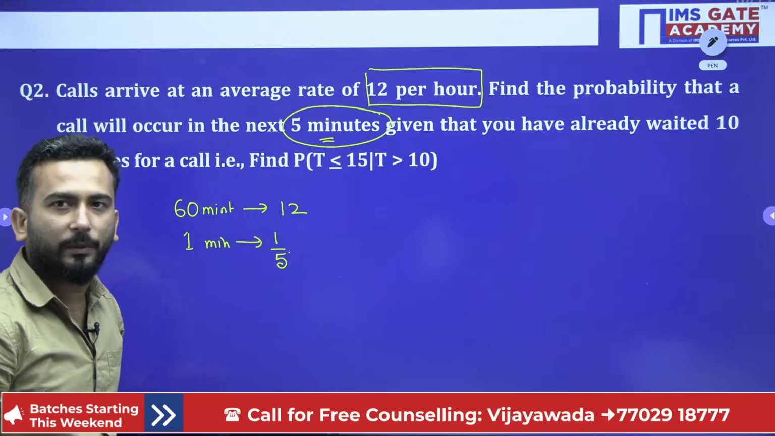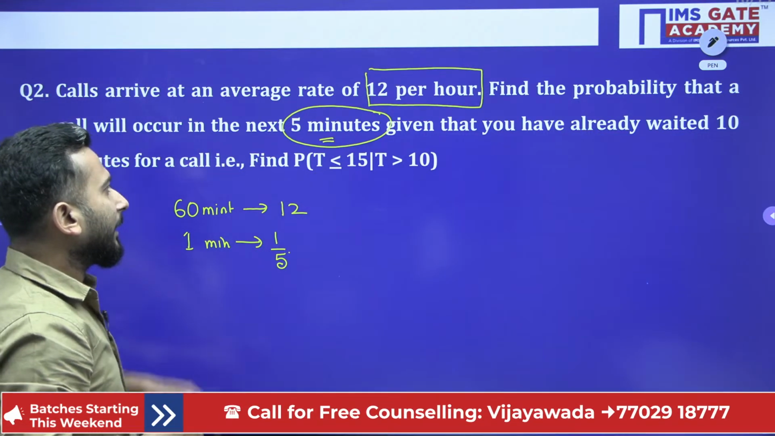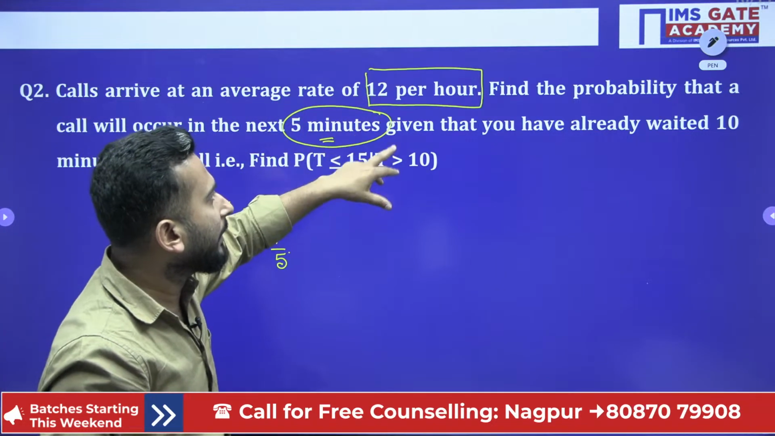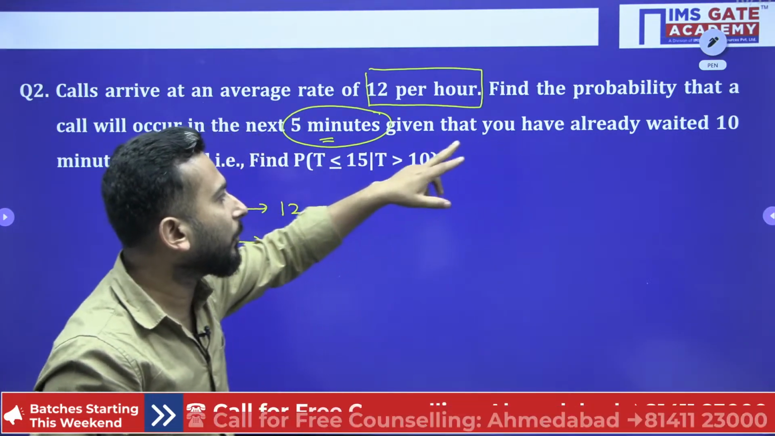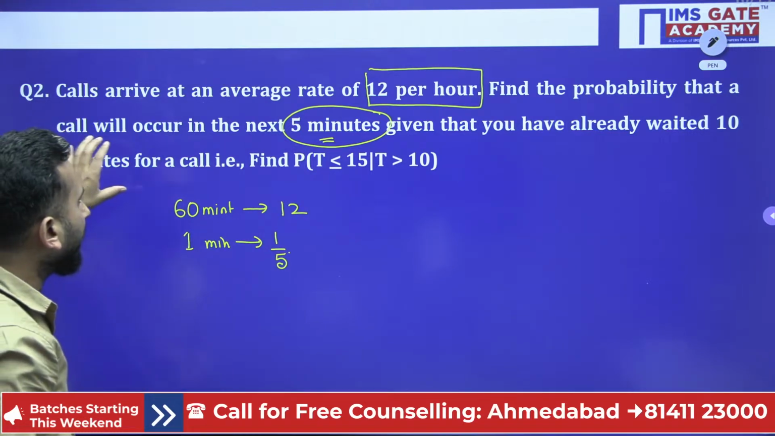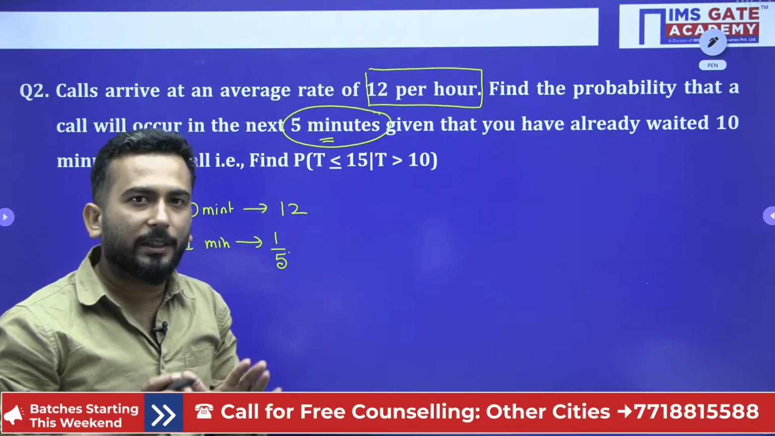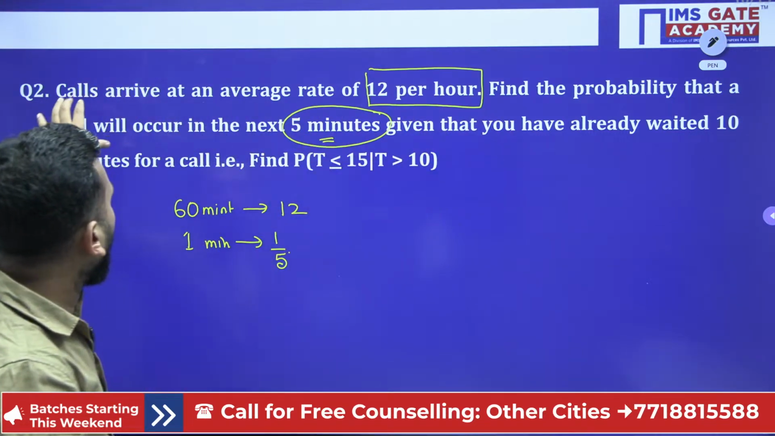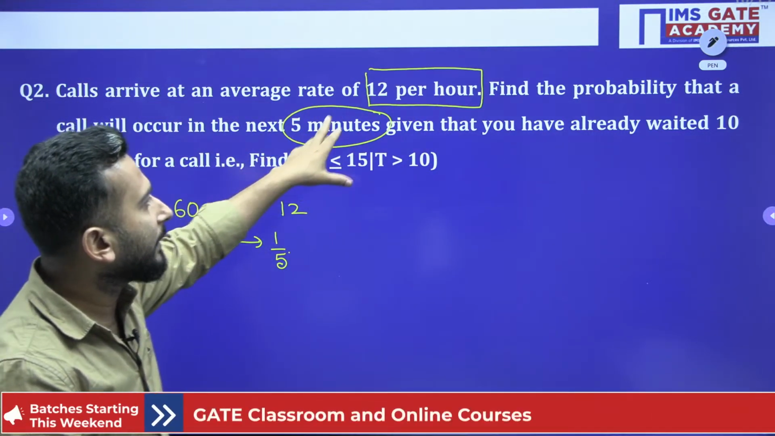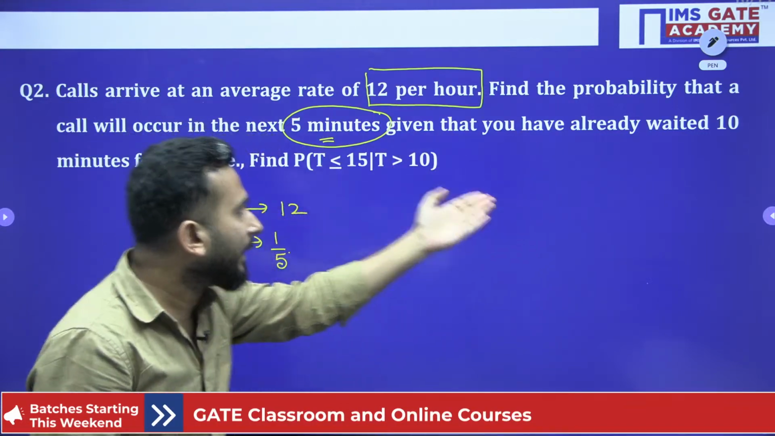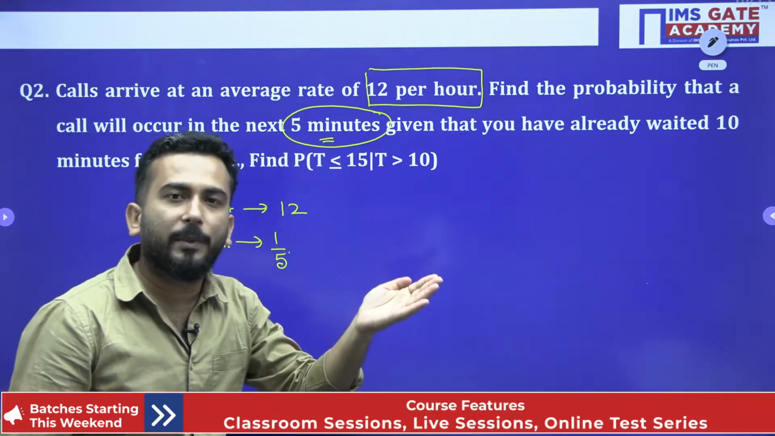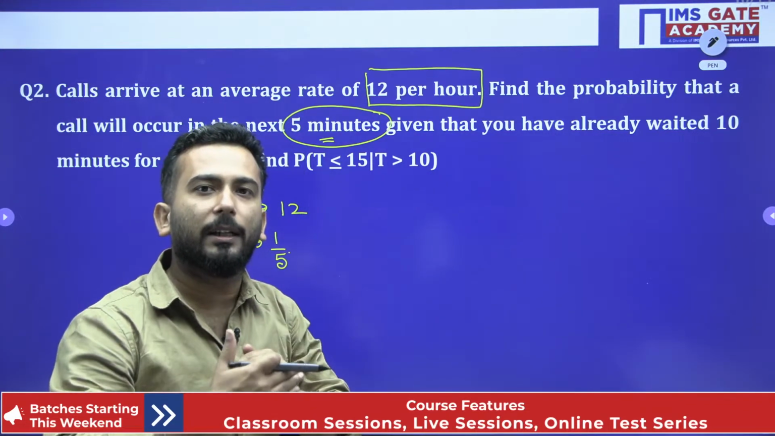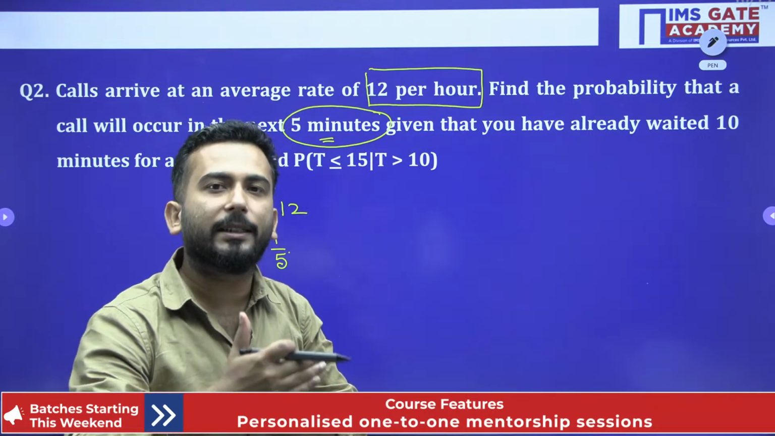One by 5 calls will come. Okay, so this will do. Now, calls will occur in the next 5 minutes given that you have already waited 10 minutes for a call. I request you to read this question again. Find the probability that a call will occur in the next 5 minutes given that you have already waited 10 minutes. Means 10 minutes you have waited, and now he is saying that, sir, call will occur. What is the probability that call will occur in the next 5 minutes?